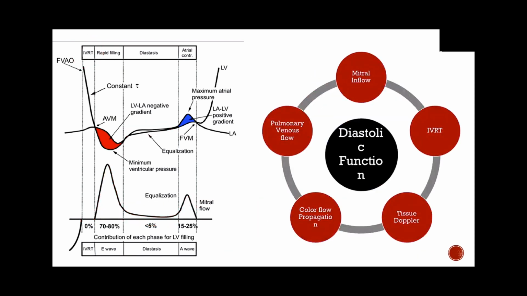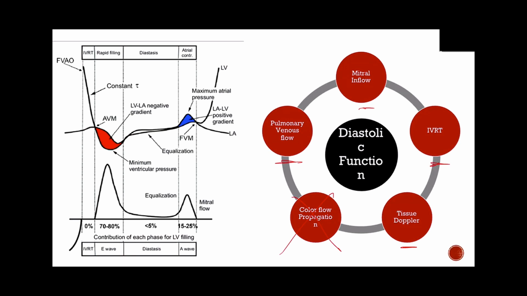So diastolic dysfunction can be evaluated in a couple of different ways. We're going to focus on many of them today: our mitral inflow, our isovolemic relaxation time, and tissue Doppler, with a little bit of a focus on pulmonary venous flow. I didn't really focus on color flow propagation because we don't really use it clinically in the ICU. It's not tested very often in critical care boards.